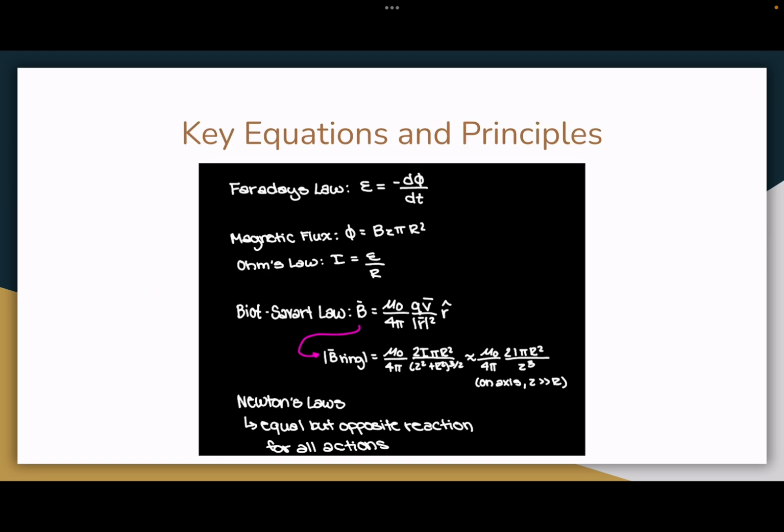For some key equations and principles, we use Faraday's law, which tells us that a changing magnetic flux induces an EMF, and then Ohm's law, which converts the EMF into a current around each ring of the tube. Using Biot-Savart's law, we approximate the magnetic field created by those induced currents, and that induced field opposes the falling magnet, which is a direct demonstration of Lenz's law. Finally, we use Newton's second law, which allows us to compute the magnet's acceleration as these forces act on it. More generally, we know that for every action there's an equal and opposite reaction.